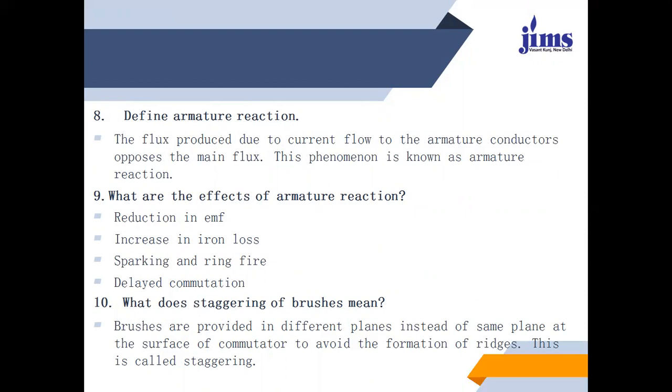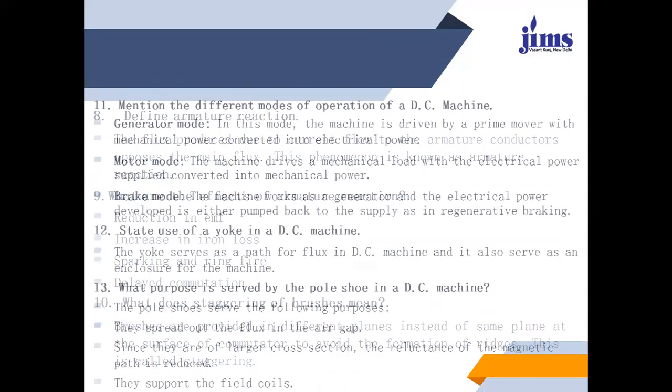What does staggering of brushes mean? Brushes are provided in different planes instead of the same plane at the surface of the commutator to prevent the formation of ridges. This is called staggering.